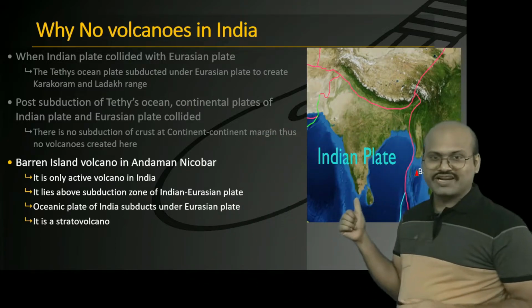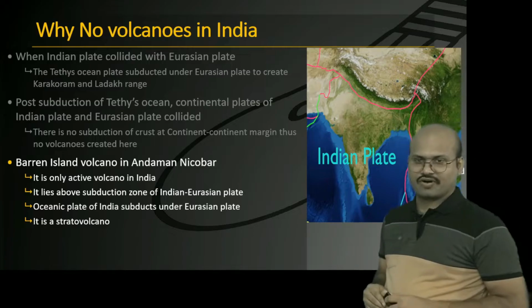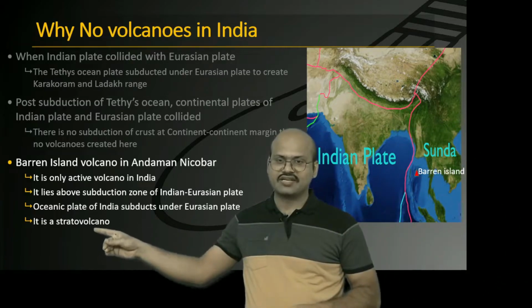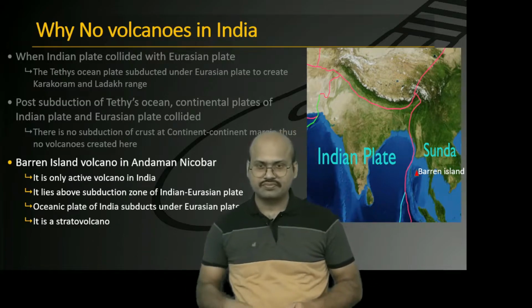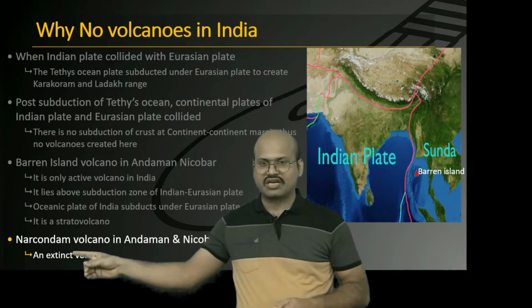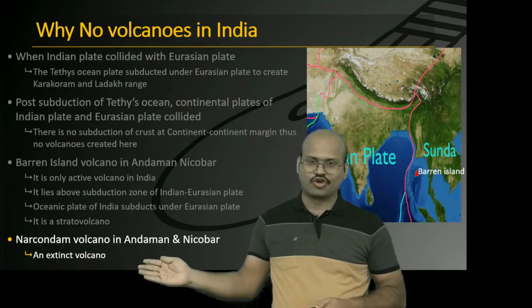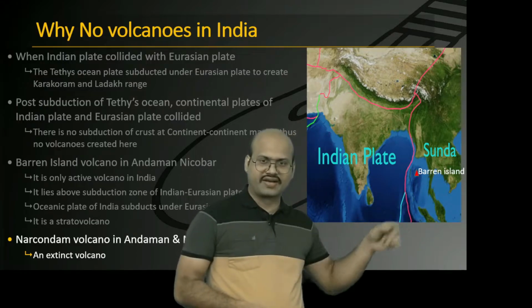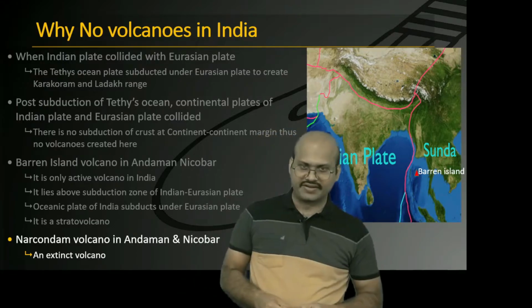We also know that at subduction zones, stratovolcanoes are formed. So we see here that the mountain at Barren Island is a stratovolcano. There is also another volcano called Narcondam volcano in Andaman and Nicobar, but this is almost active. It is just near to Barren Island, just on the side of Barren Island.